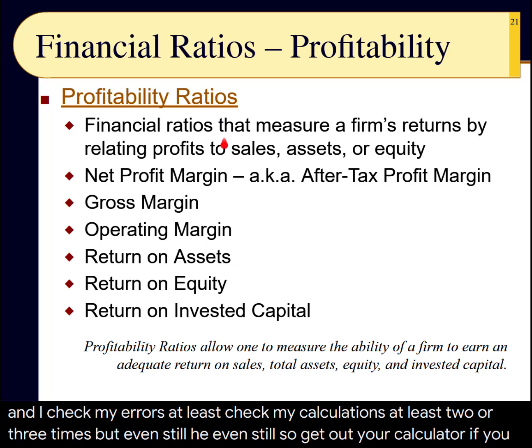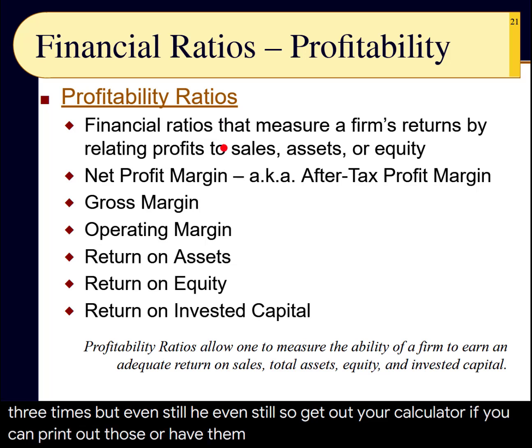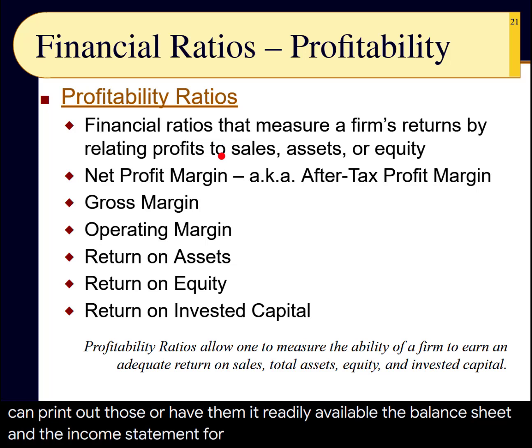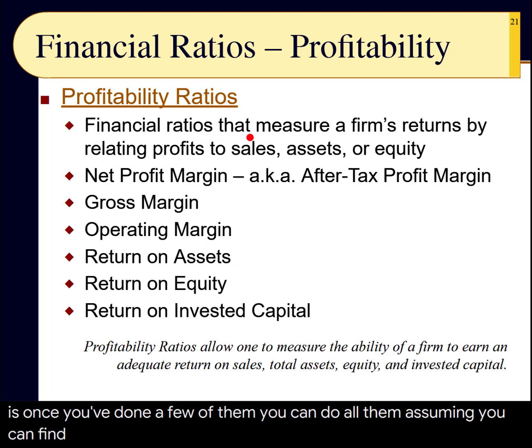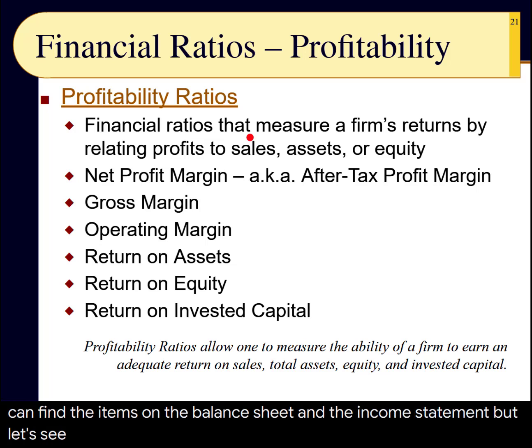If you can, print out those or have them readily available: the balance sheet and the income statement for Sprouts Family Markets. We're going to do the rest of the financial ratios. Now, the truth is, once you've done a few of them, you can do all of them, assuming you can find the items on the balance sheet and the income statement. But let's do it together.